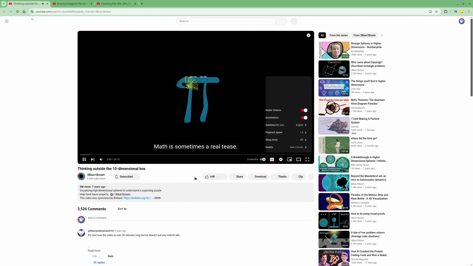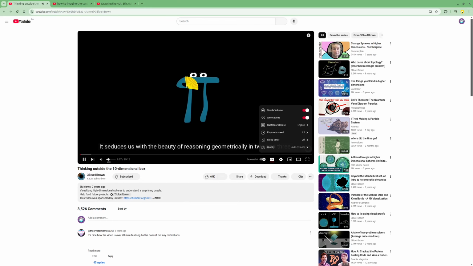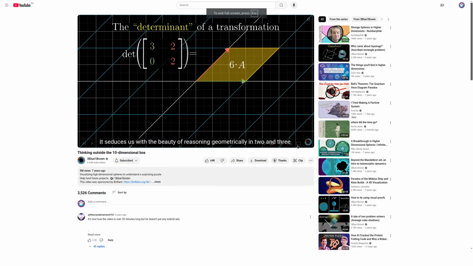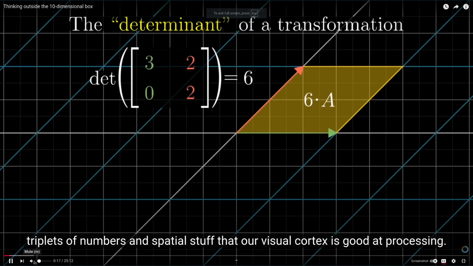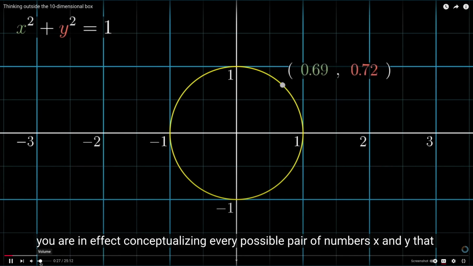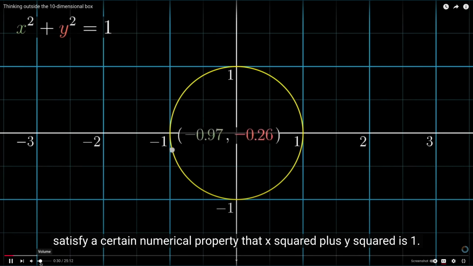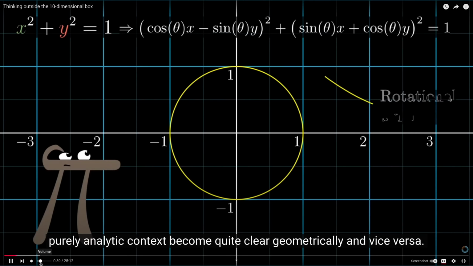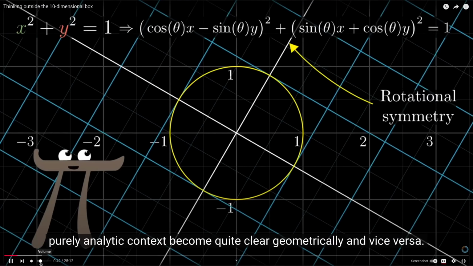Math is sometimes a real tease. It seduces us with the beauty of reasoning geometrically in 2 and 3 dimensions, where there's this really nice back and forth between pairs or triplets of numbers and spatial stuff that our visual cortex is good at processing. For example, if you think about a circle with radius 1, centered at the origin, you are in effect conceptualizing every possible pair of numbers, x and y, that satisfy a certain numerical property, that x squared plus y squared is 1. And the usefulness here is that a lot of facts that look opaque in a purely analytic context become quite clear geometrically, and vice versa.